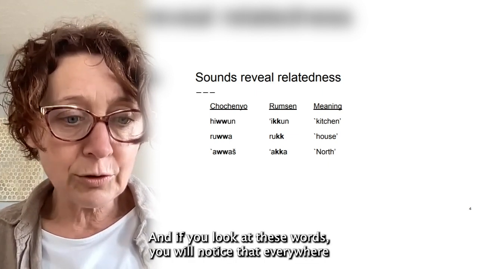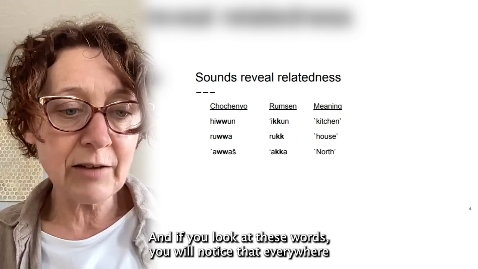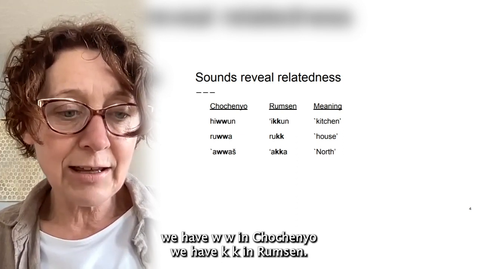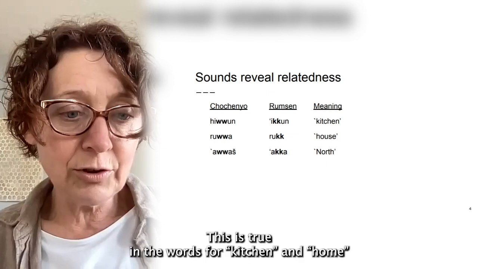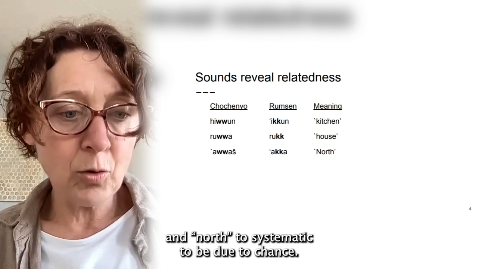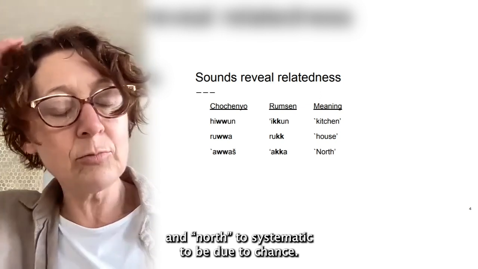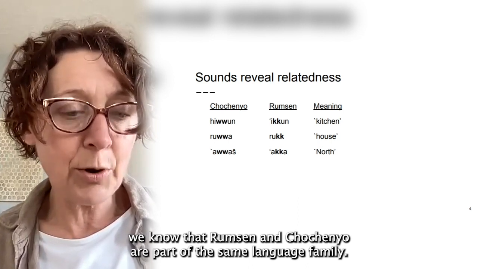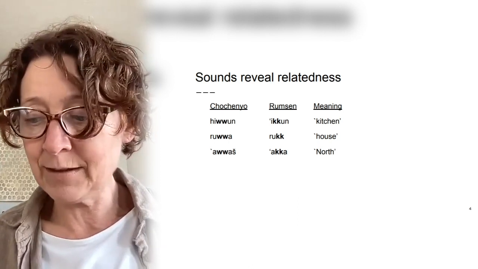And if you look at these words, you will notice that everywhere we have WW in Chochenyo, we have KK in Rumsen. This is true in the words for kitchen, and home, and north. Too systematic to be due to chance. So that's why we know that Rumsen and Chochenyo are part of the same language family.